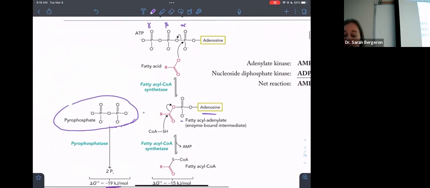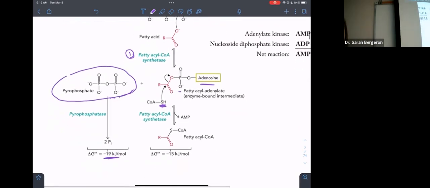Now we have an intermediate, right? Our first reaction here was by the fatty acyl-CoA synthetase. So we've attached this one phosphate group with our adenosine, and now this complex, this intermediate, is still bound to the enzyme. The enzyme hasn't let go of it yet. So we're going to have a second reaction where the thiol group, right, there's the thiol group, is going to attack our fatty acid. So when that happens, we're going to release the AMP.